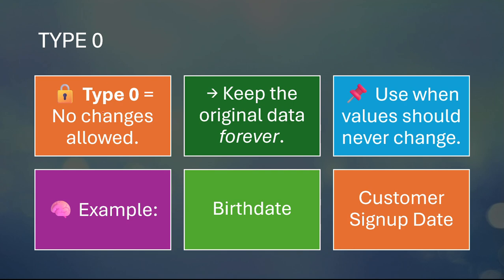Type 0 says keep the original data forever. Use it when values should never change. For example, a customer's birth date is never going to change, or a customer sign-up date is never going to change. These values need to be kept forever without deleting, because, for example, companies like Amazon will know your birth date and can send you promotions. These dimensions can never be changed. So this is type 0.